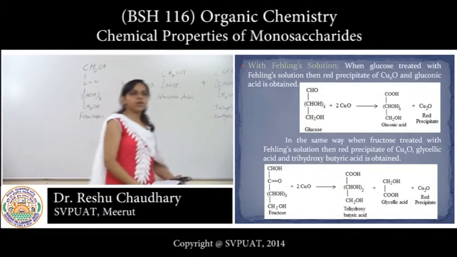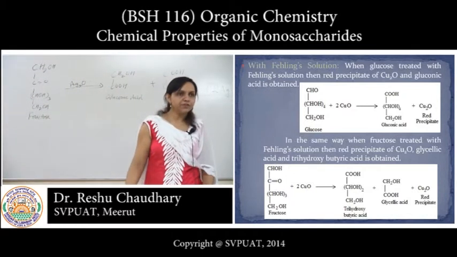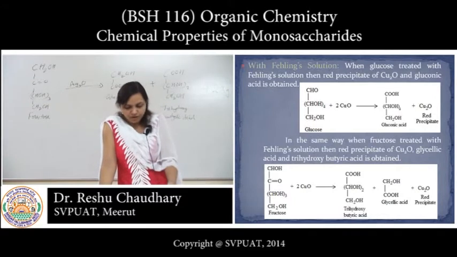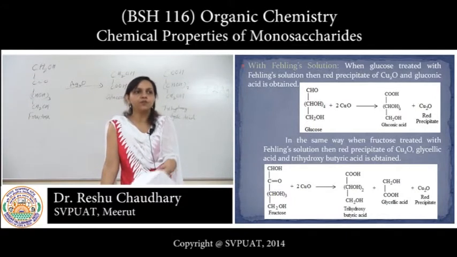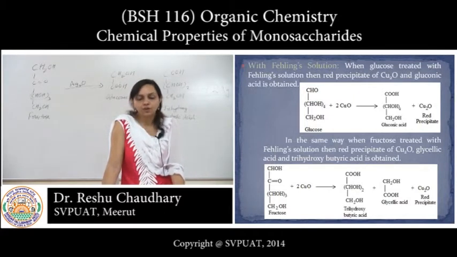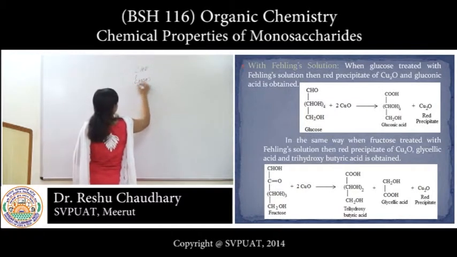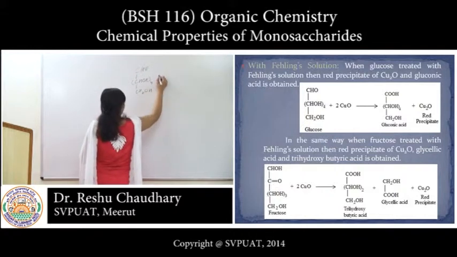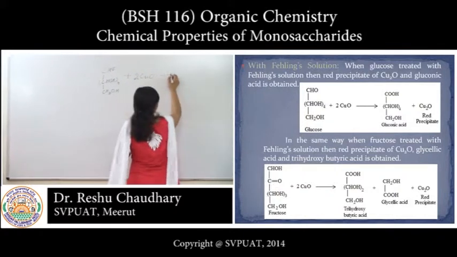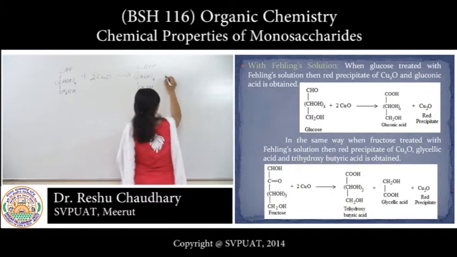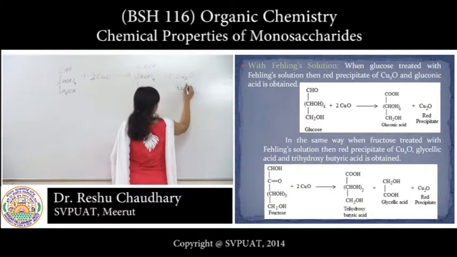Now the second reaction is with Fehling solution. When glucose is treated with Fehling solution, a red precipitate and gluconic acid are obtained. In the same way, when fructose is treated with Fehling solution, then a red precipitate of cuprous oxide, glycolic acid and trihydroxybutyric acid are formed. First we will show the reaction of glucose. This is the structure of glucose. It reacts with Fehling solution, then forms gluconic acid plus red precipitate of cuprous oxide.